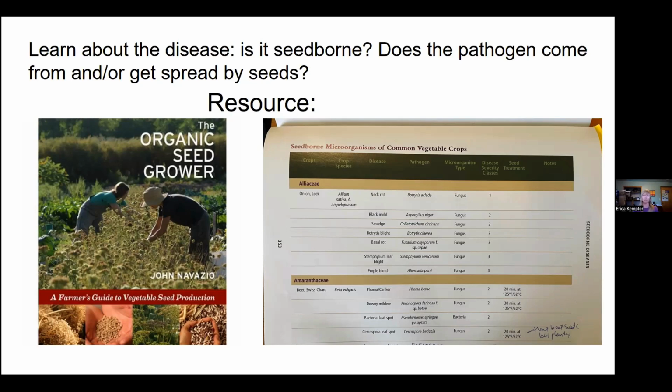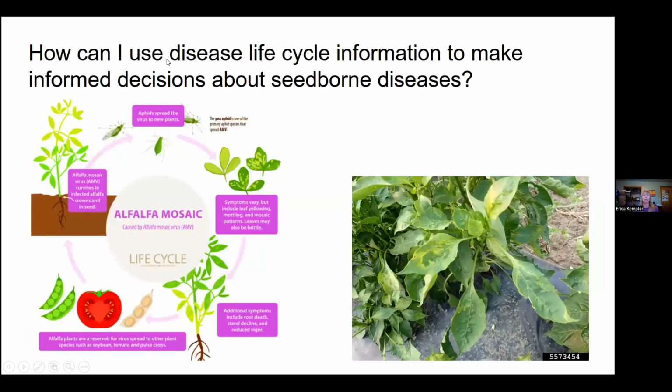And so then looking up, okay, it's a problem, and that's really important, right? You need to know whether it's seed-borne or not, to know whether you're going to save seeds from those plants or whether you're going to use that material for plant breeding, etc. So another thing to think about, which the disease triangle can help us think about, is how can we use life cycle information about the disease to help make informed decisions about seed-borne diseases.